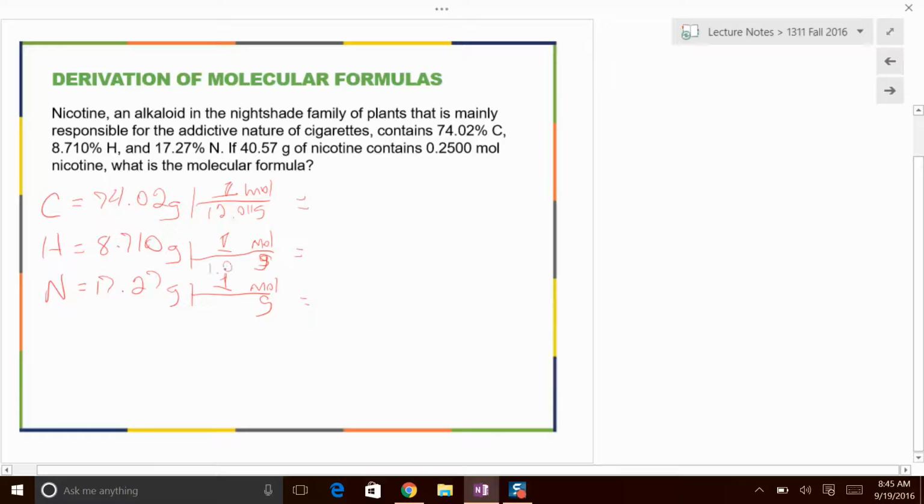Hydrogen, 1.00794, or you could just say 1. Nitrogen, 1 for every 14.0067, 14. Okay? Those aren't going to round enough to make it significant to have these. You could just say 12, 1, and 14 there. That would be fine. Okay, so what is it? Carbon, 74.02 divided by 12. 6.1683.